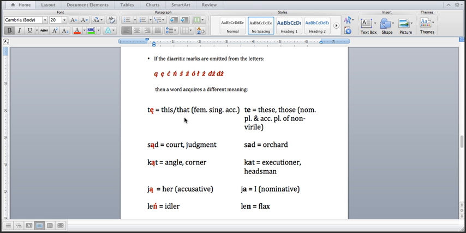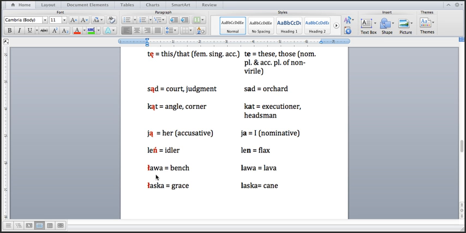Tę, this, that is a demonstrative feminine pronoun, singular in the accusative case. Te is also a demonstrative pronoun, but it's in plural. It means these, those. This is accusative, plural, and nominative, plural, describing non-virile nouns. Sąd, court judgment. Sad, an orchard. Kąt, an angle, corner. Kat, executioner, headsman. Ją is a pronoun which means her in the accusative case, but ja is a subject pronoun that means I in the nominative case. Łan, field. Len, flax.